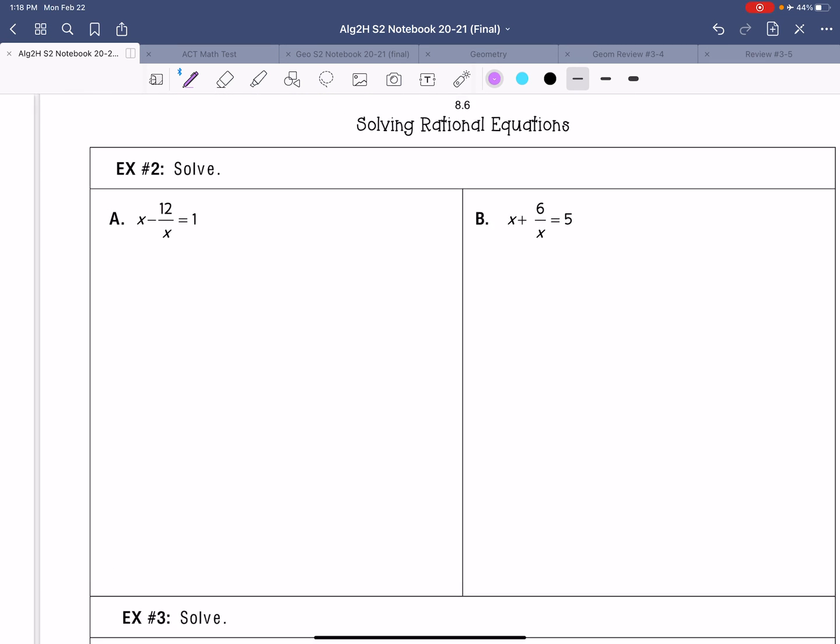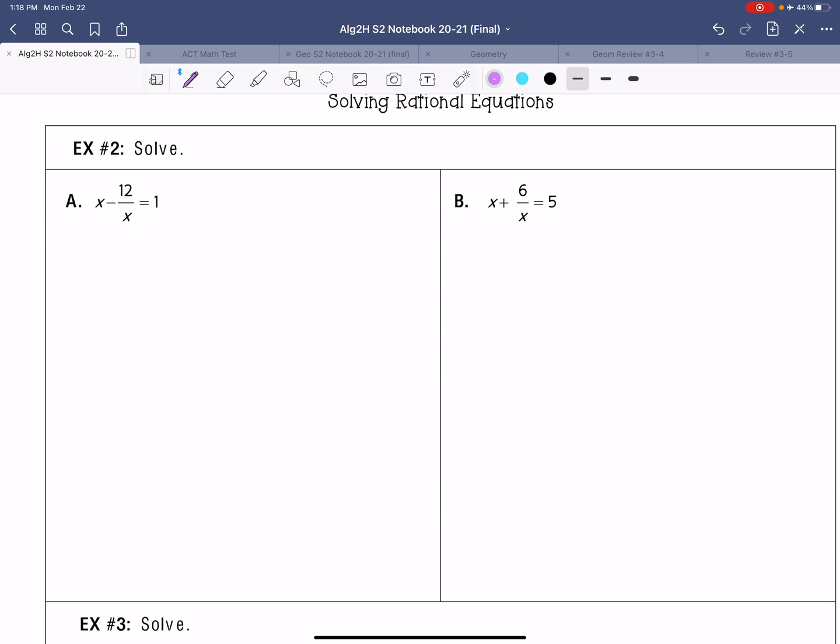All right, next one. Okay, tiny bit more challenging. So again, let's rewrite this. That x is technically over 1, so I have x over 1 minus 12 over x equals, and technically 1 is over 1. Okay, so I'm looking for the common denominator of all these, 1, x, and 1. So the common denominator would be x. So I'm going to go ahead and multiply both sides by this x.